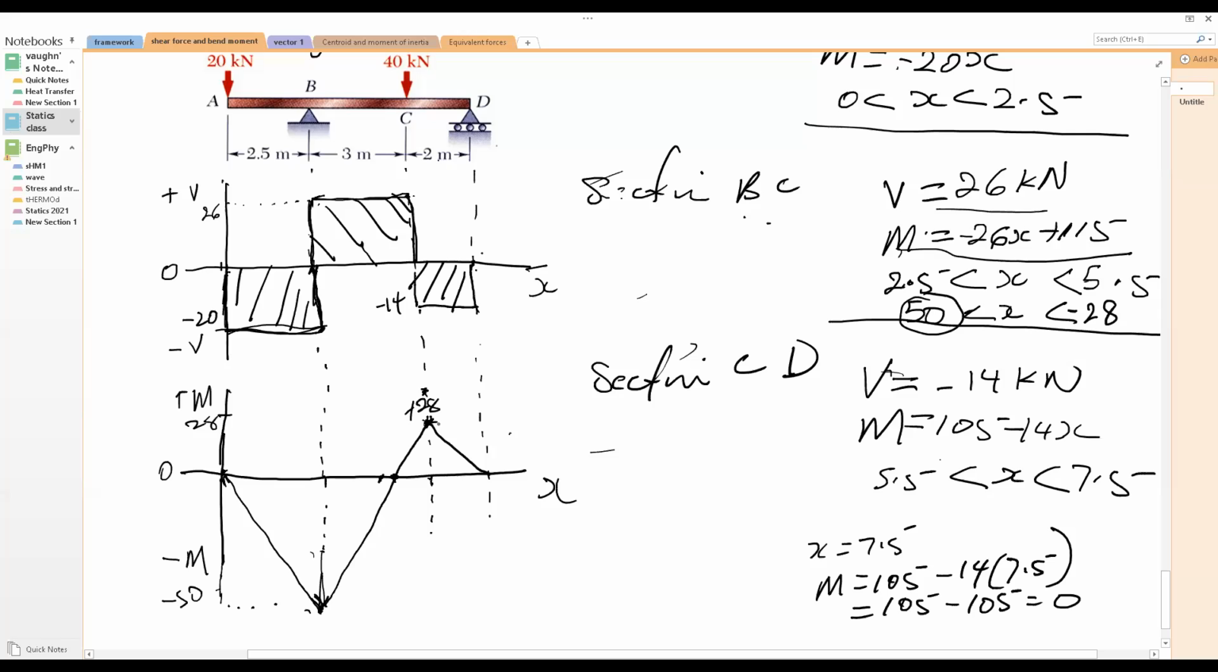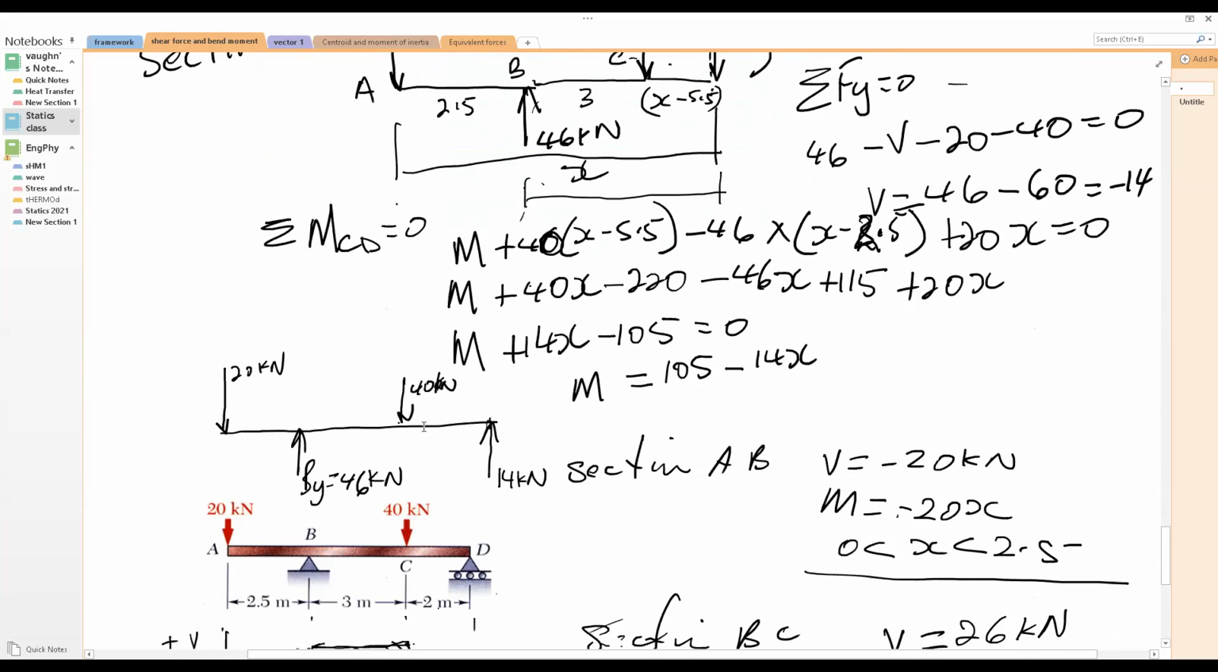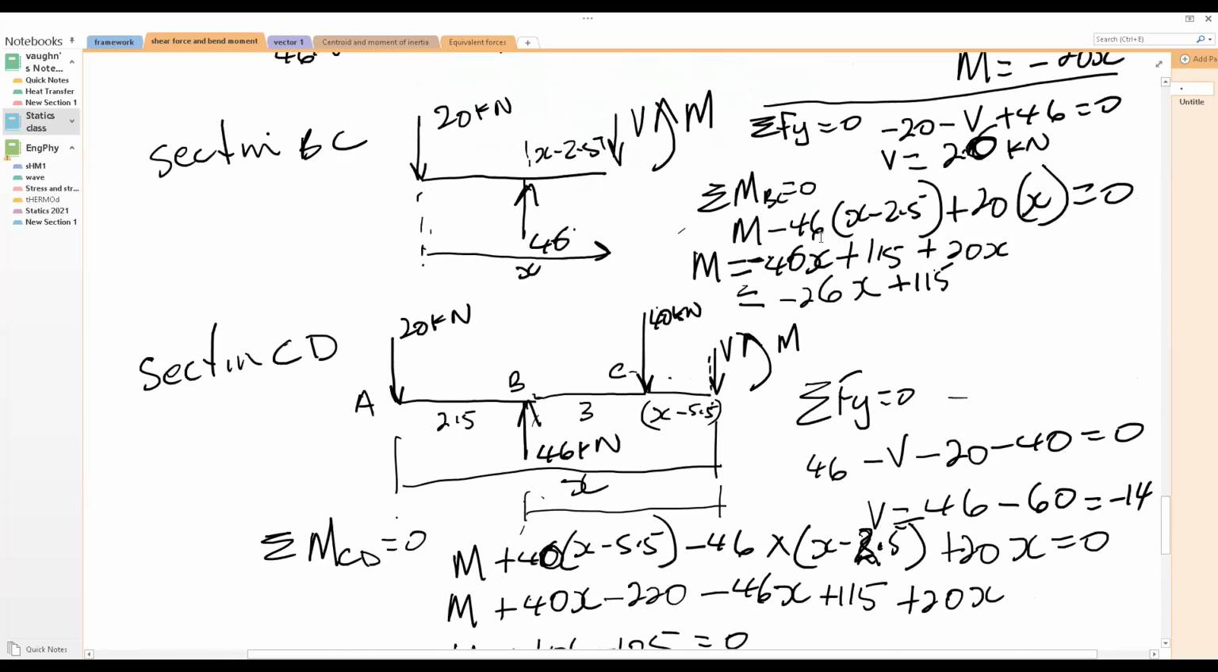Minus 26x plus 115. I don't think we have any wrong sign. Let me just check our sign. Our sign seems to be okay. Let me double check the transposition here. It's minus 46x minus this. When you expand it, we get minus 46x plus 115 plus that. When we transpose, this is supposed to become positive. Yeah, something is wrong there with the sign. Let me just double check that.